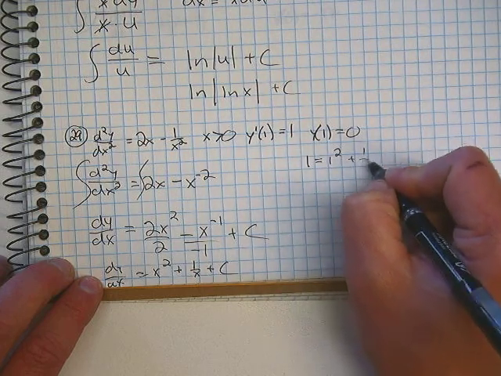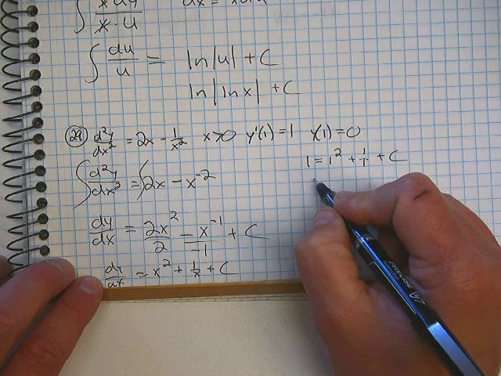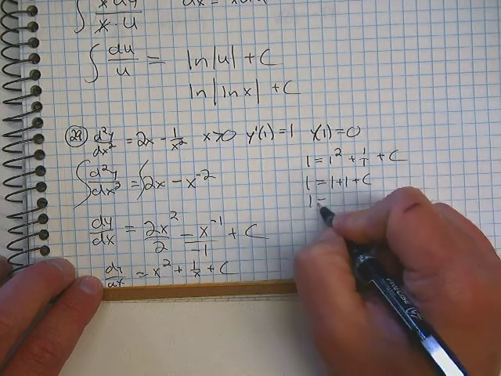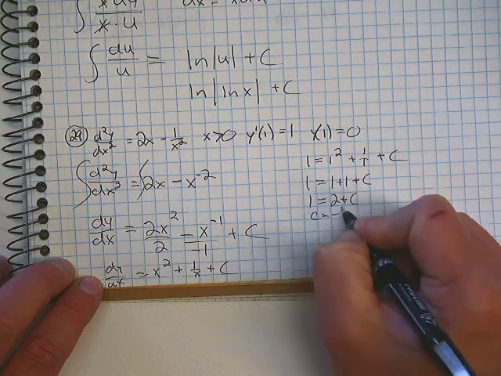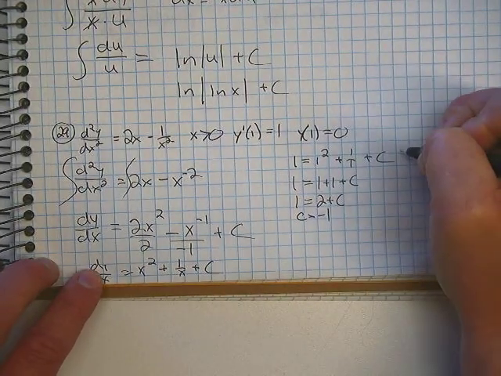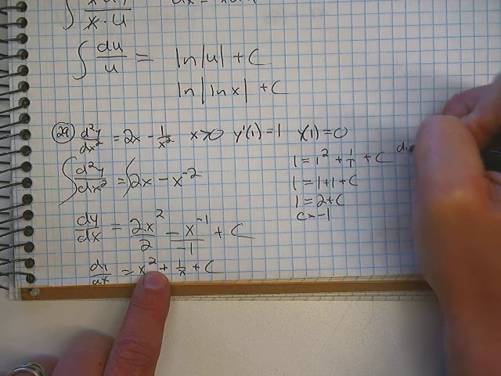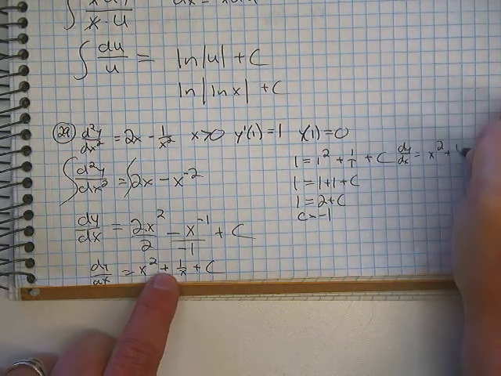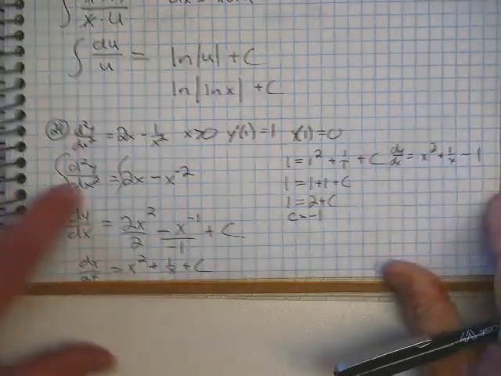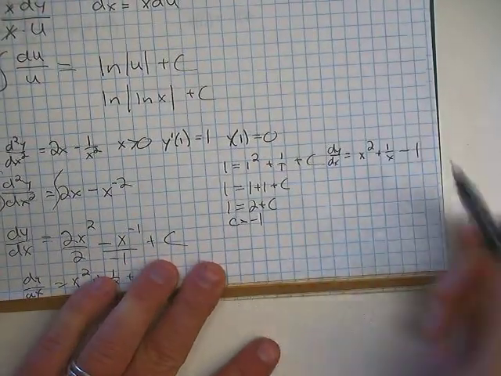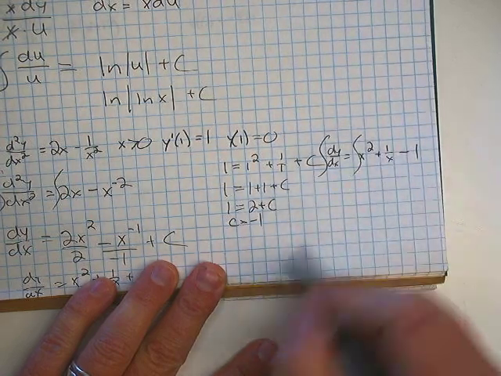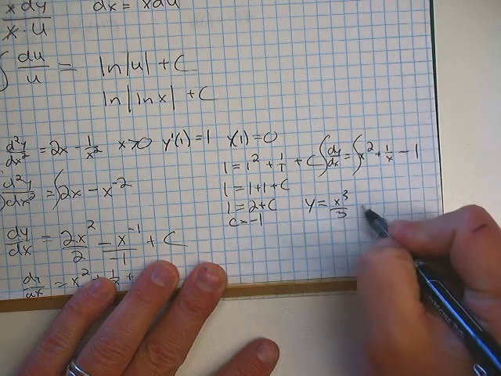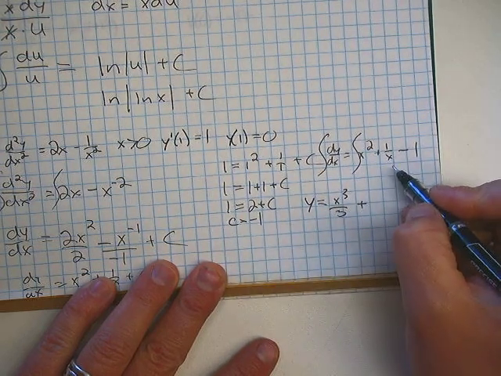So you want to plug in 1 into this equation, so we get 1 equals 1 squared plus 1 over 1 plus c. So 1 equals 1 plus 1 plus c. 1 equals 2 plus c, so c equals negative 1. So this dy dx is going to be x squared plus 1 over x minus 1. Alright, now take the antiderivative of both of these.